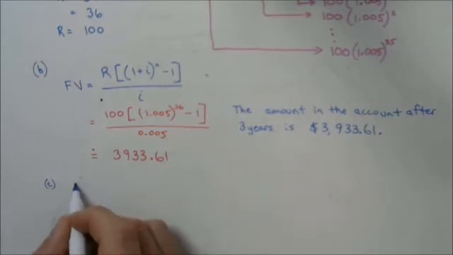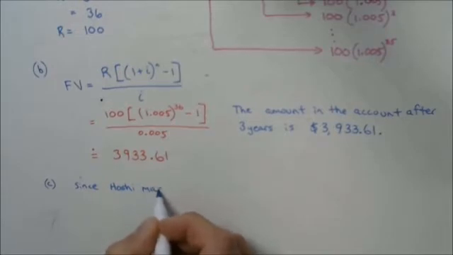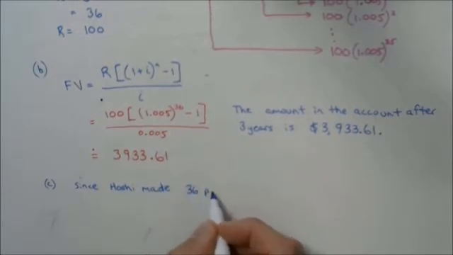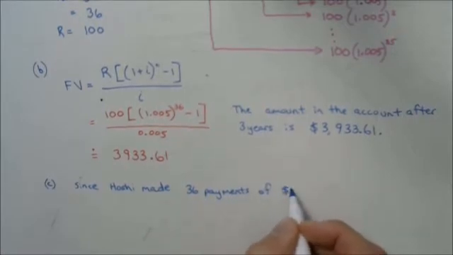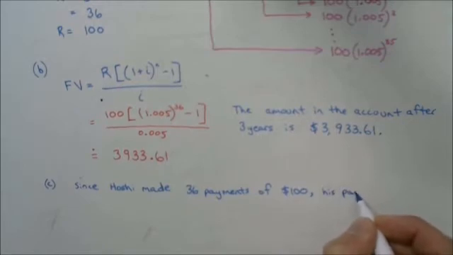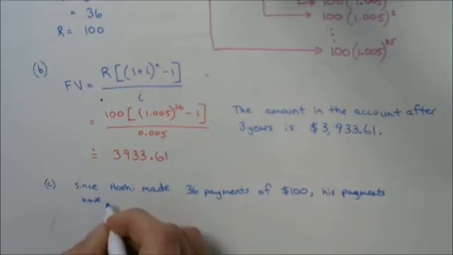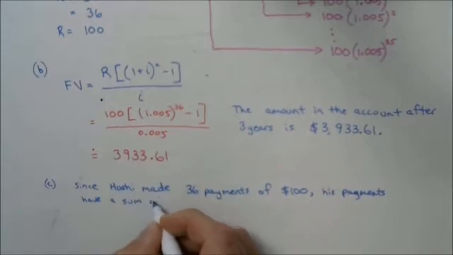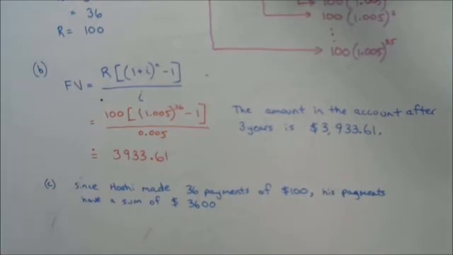Well, since Hoshi made 36 payments of $100, his payments have a sum of $3,600.